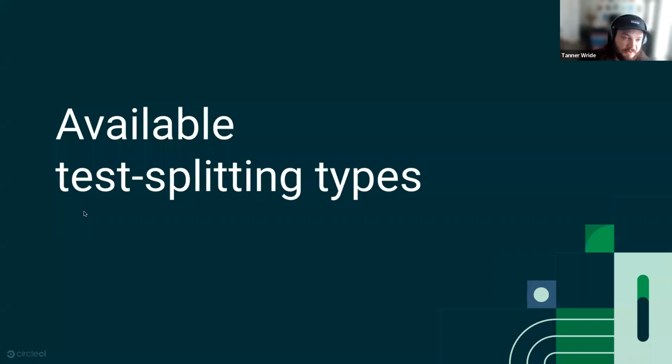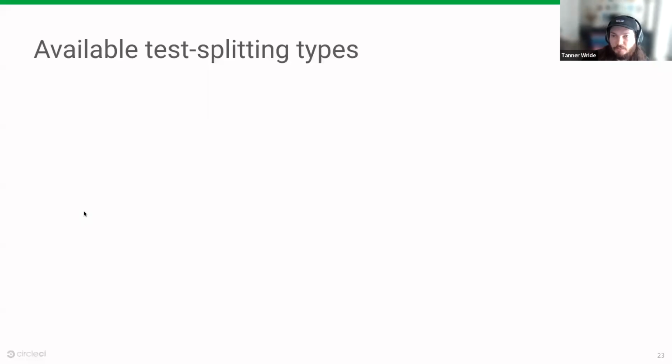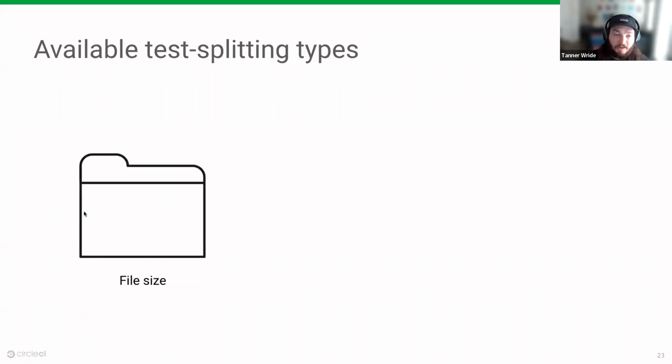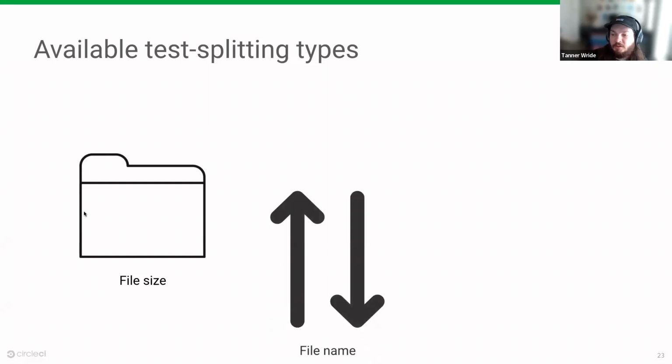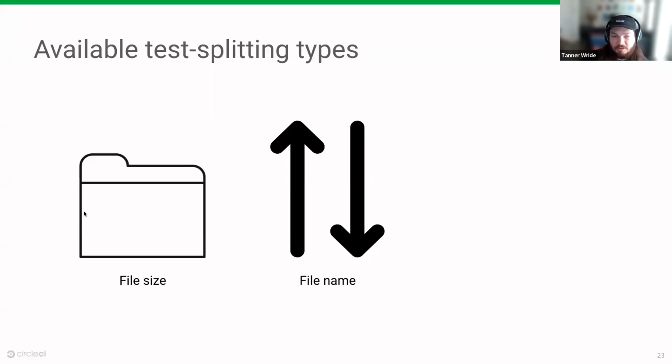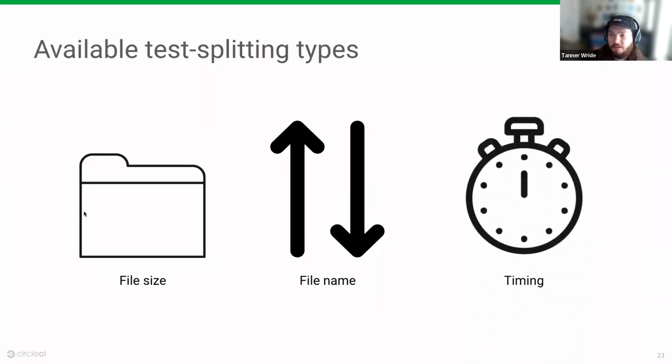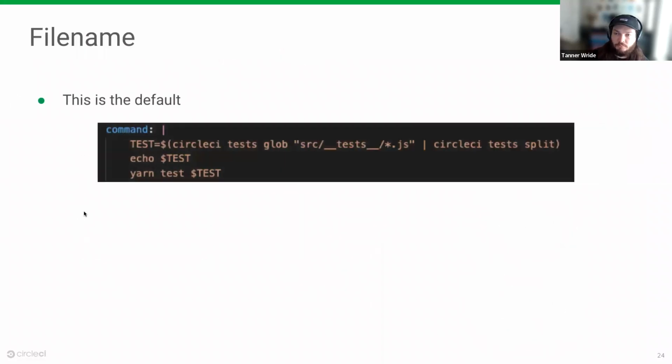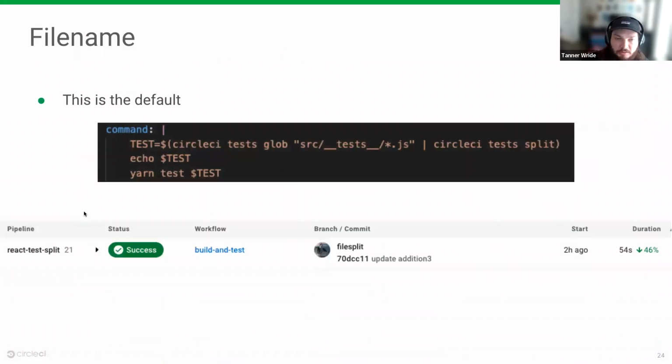So I mentioned there's lots of different types to split your tests. Let's actually look at some of these and apply them to our application. So first, the available splitting types. You can split by file size. So looking at the size of the file, CircleCI will distribute across your nodes based on those sizes. File name, which we've seen, just is going to take a list of your files and evenly distribute them across your nodes. And then last is splitting by timing.